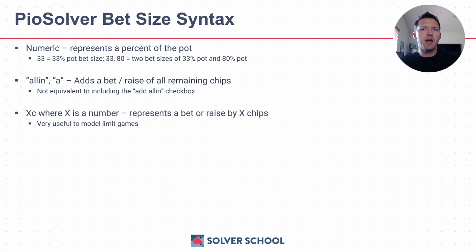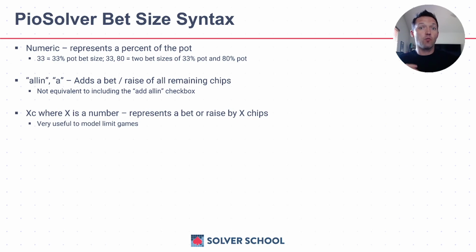Now the next option that we have is adding a number and then the letter C. I have here as this example XC, where X is a number, but this could be 40C, 100C, whatever values that you actually want, where a number is preceding the letter C. Now what this is going to represent is a bet or a raise by whatever number of chips you chose.